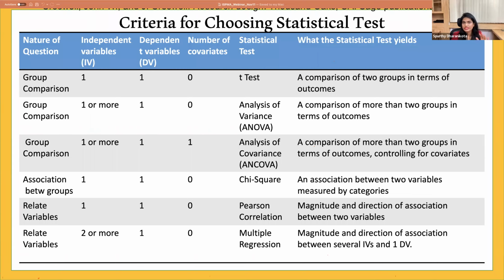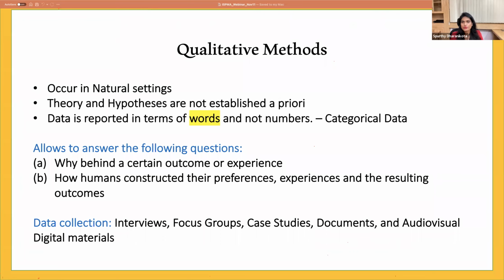And now that we're done with the quantitative research methods, I'll briefly go over qualitative. So qualitative methods, like I said, the data is collected in the form of words and not numbers. Quality means words, quantity means numbers. So that's like the rule of thumb.